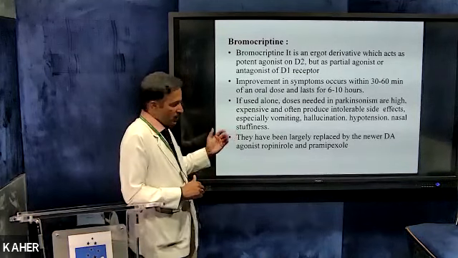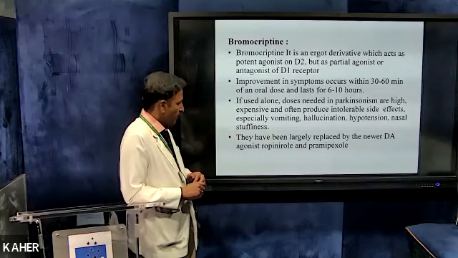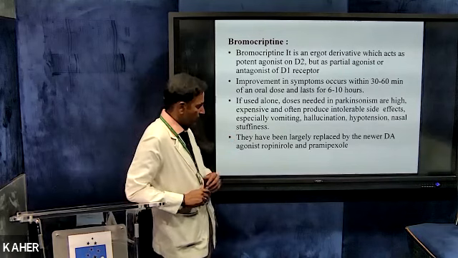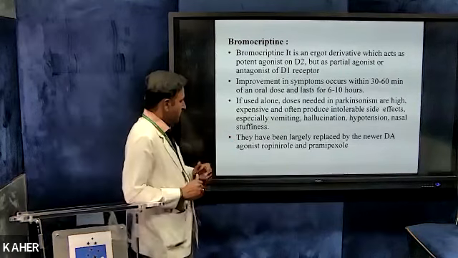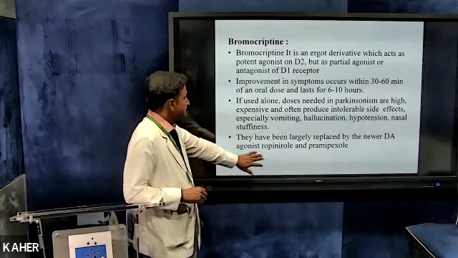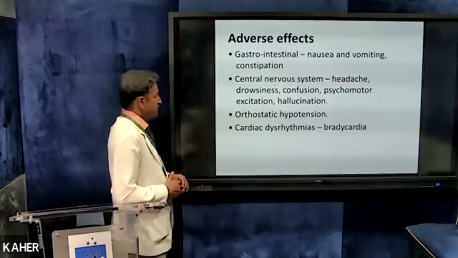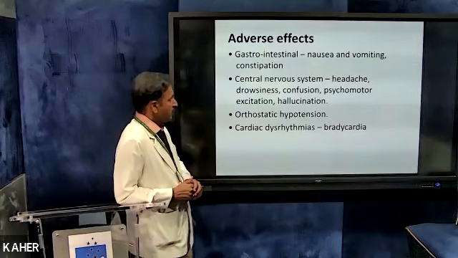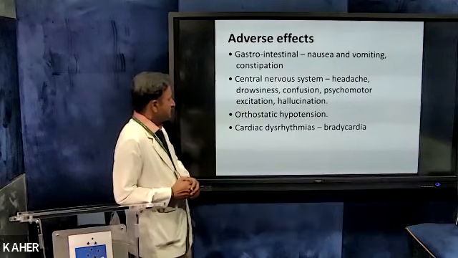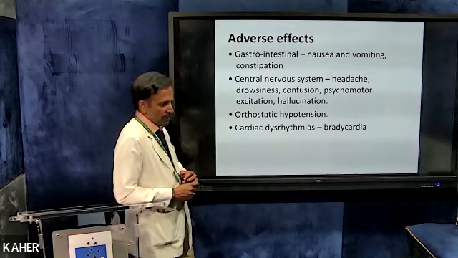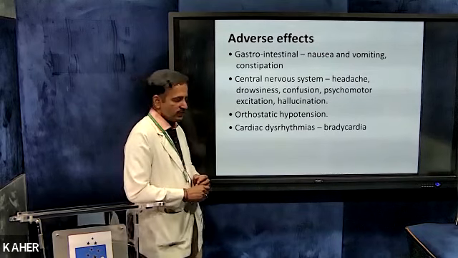These have been largely replaced by the ropinirole and pramipexole molecules. These are newer drugs acting on the D2 and D3 receptors. Some gastrointestinal irritation occurs with these two molecules, mainly nausea and vomiting, and some headache, drowsiness, and confusion, and some cardiac arrhythmias, mainly causing bradycardia. These are other adverse effects that can be found in the patient.